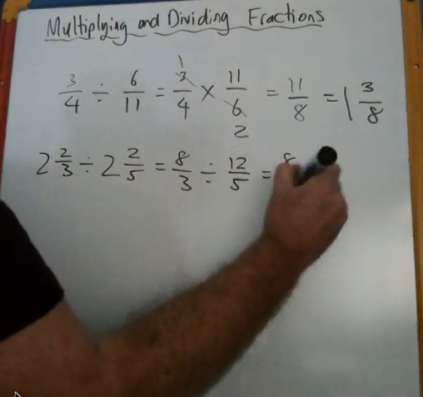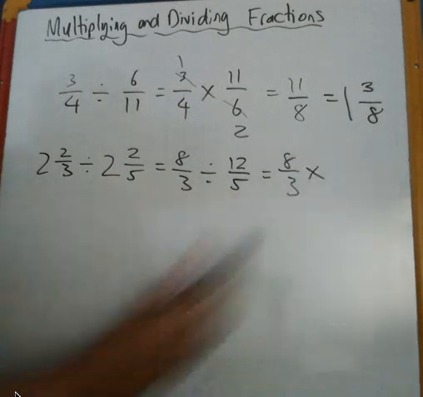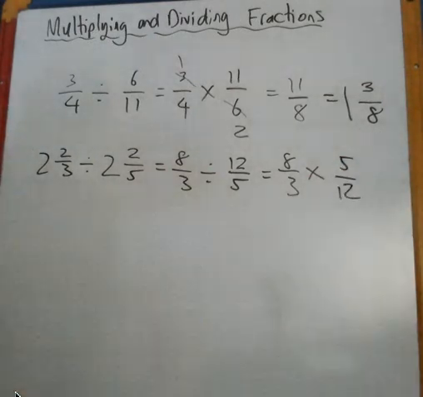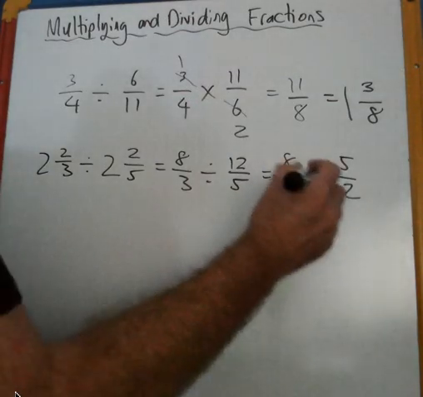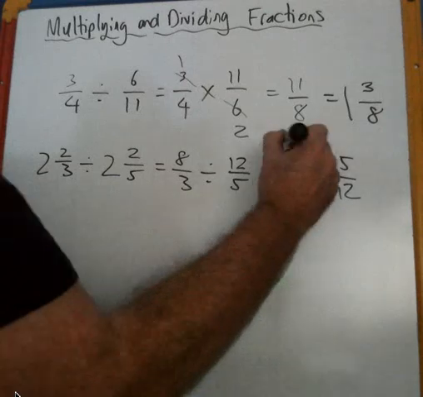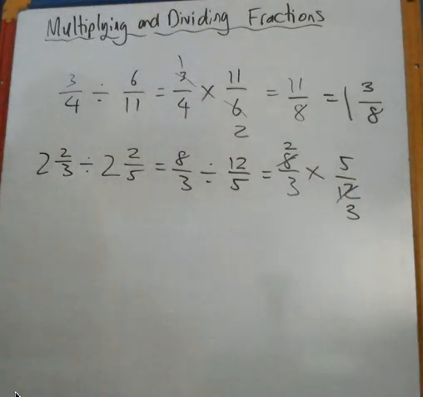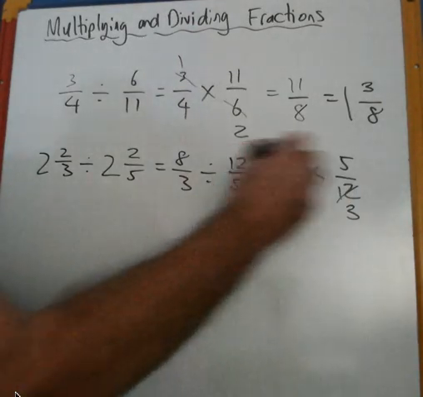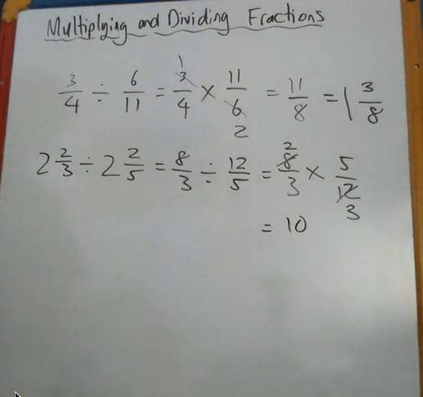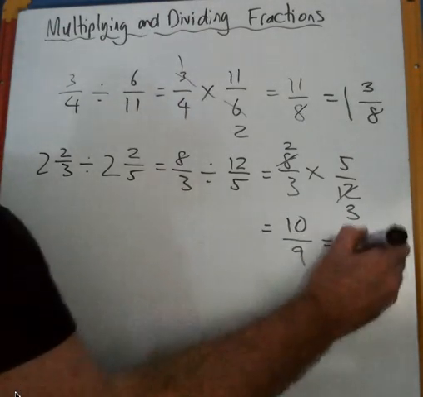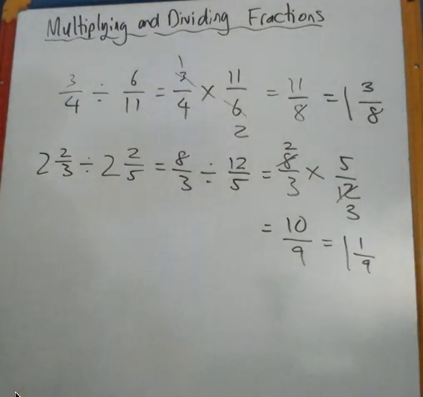So, as before, we'll turn the divide into a times and turn the second fraction upside down. Do any cancelling. 8 and 12 are both in the 4 times table. So 4 into 8 is 2, 4 into 12 is 3. There's no other cancelling I can do. Top times top, 2 5s, 10. Bottom times bottom, 9. 10 over 9, which would become 10 divided by 9, 1, remainder 1. So 1 and 1/9.